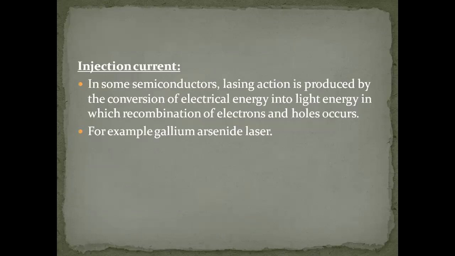The fourth process by which we can pump atoms from a lower energy level to a higher energy level is the injection current method, where in some semiconductors, lasing action is produced by conversion of electrical energy into light energy, in which recombination of electrons and holes will occur. And the best example for this is the gallium arsenide laser.